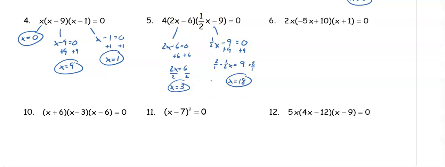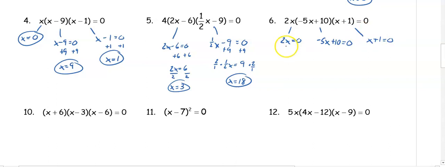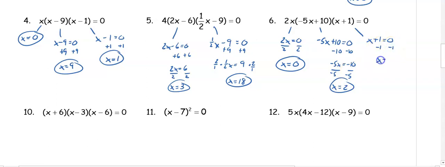In number 4, we have 2x equals 0, negative 5x plus 10 equals 0, and x plus 1 equals 0. So if I divide by 2, 0 divided by anything is still 0 for one solution. We're going to subtract 10 from both sides. Negative 5x equals negative 10. When we divide, x is 2 for our second solution. And then we're going to subtract 1 from both sides, so x equals negative 1. That's our third solution because we had 3 x's there.